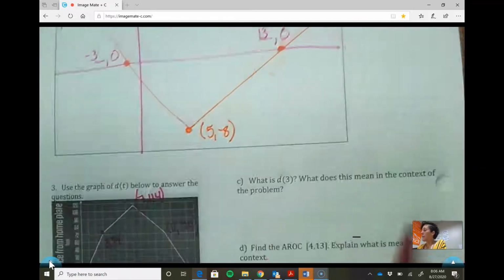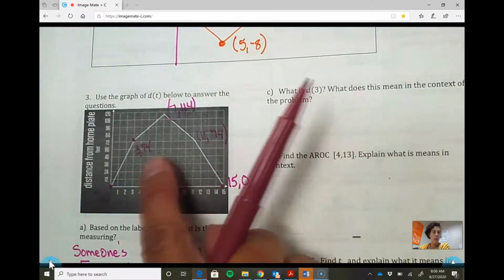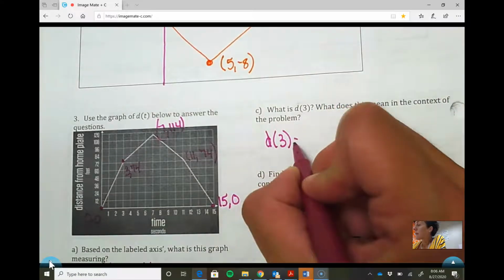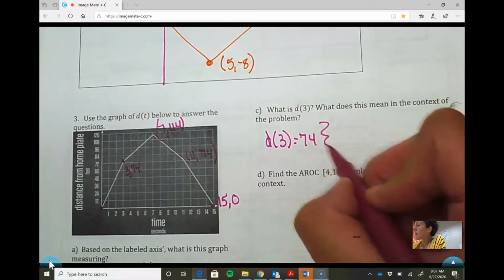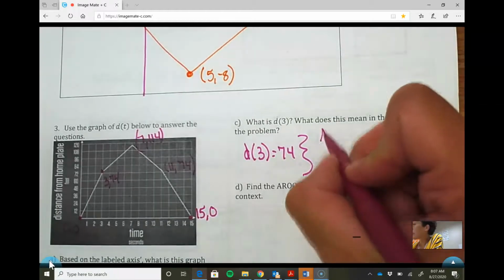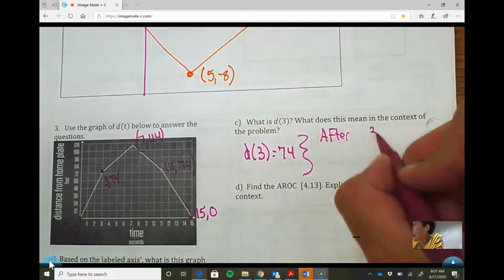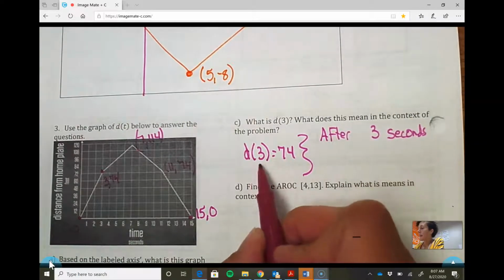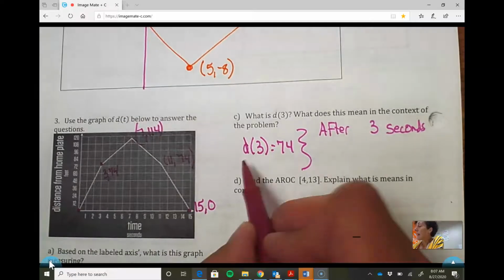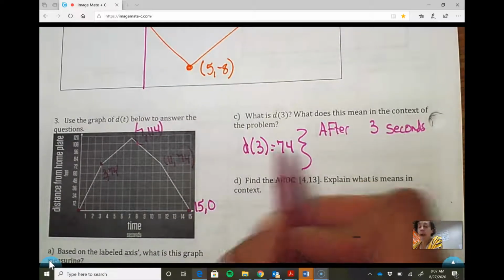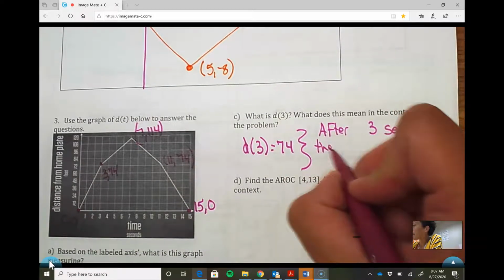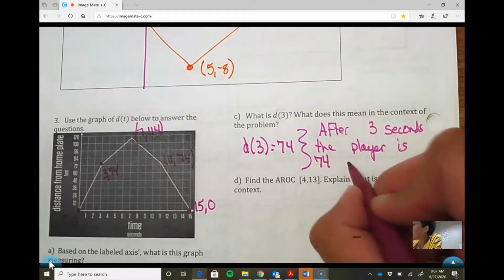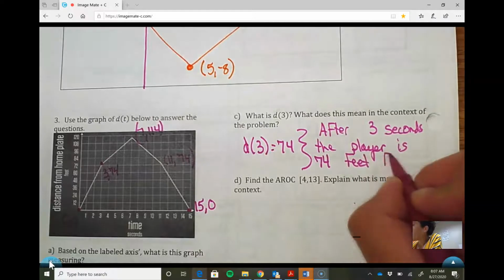All right, what does D of 3 mean? So we actually have to pick that point. So we write it like this. And what is that in context? It just means after 3 seconds. Remember, this is x, this is t. T is time. And this is your y, and y is 74. The player is 74 feet from home plate.